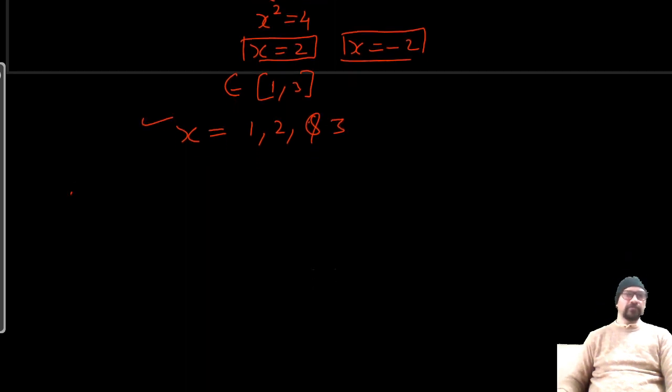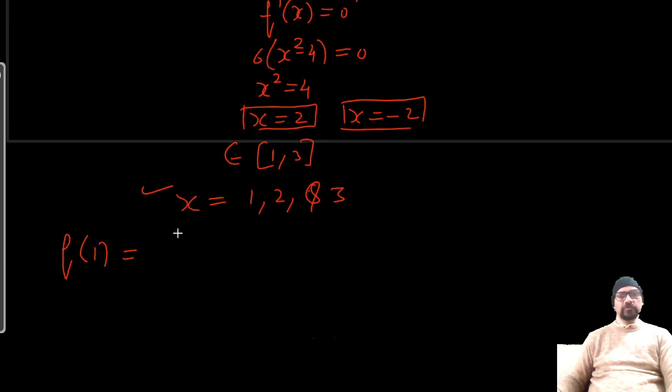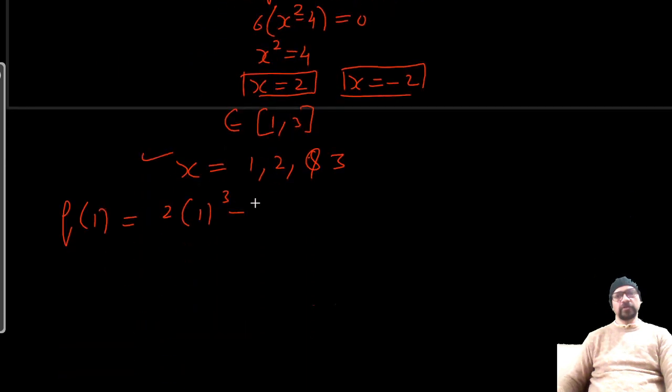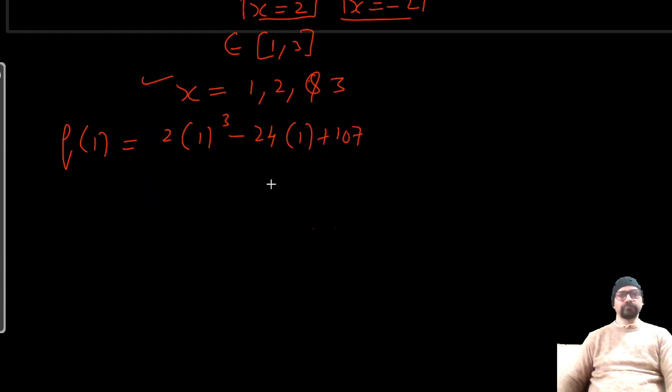We will find the value of the function at 1 first. So the value of the function at 1 is 2 into 1 cubed minus 24 into 1 plus 107, which gives us 2 minus 24 plus 107. This is negative 22 plus 107, which is 85.